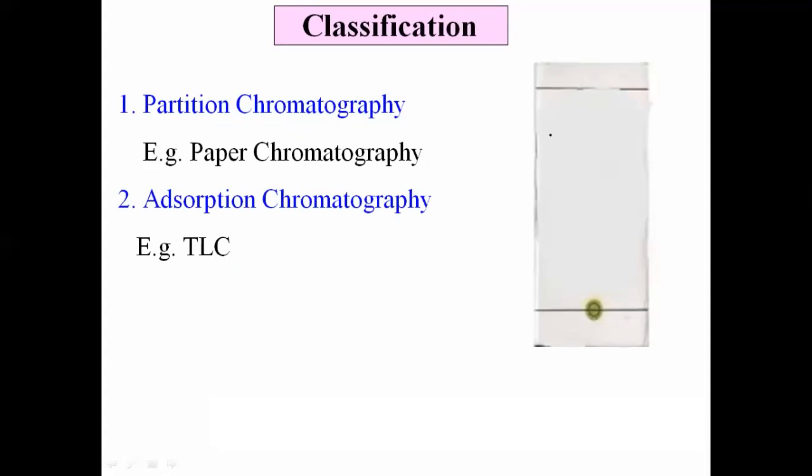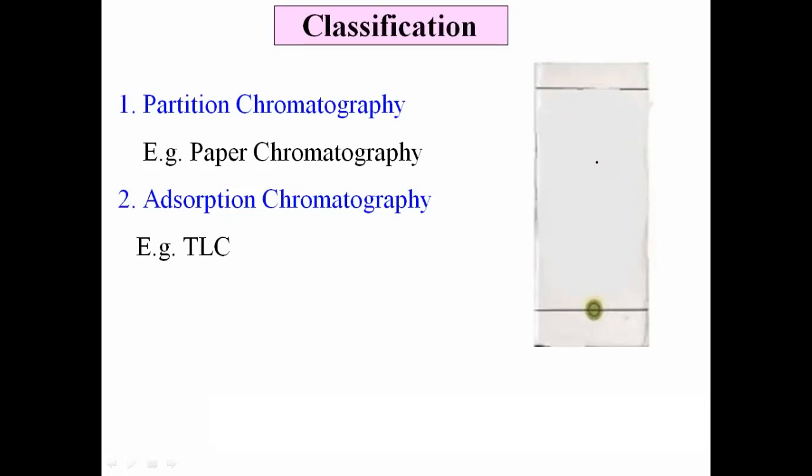Now here suppose that the glass plate is coated with adsorbent, and then similarly the mixture is spotted just like paper chromatography. Then that glass plate is kept in an organic solvent. That organic solvent moves in the upward direction. Then components from the mixture are separated on that glass plate. Why are they separated? Here the stationary phase is adsorbent. Components from the mixture have different adsorption ability for the stationary phase.